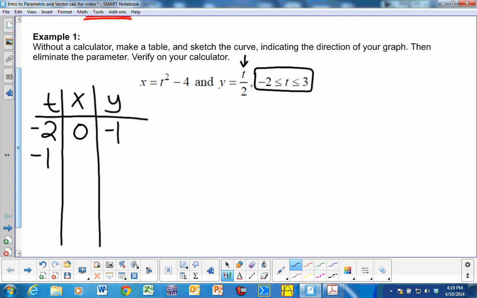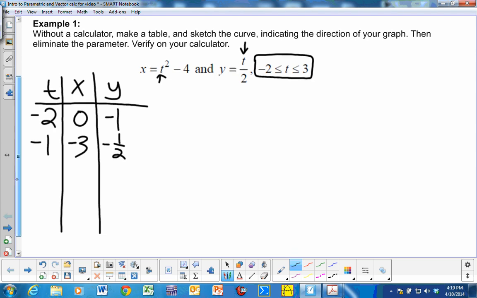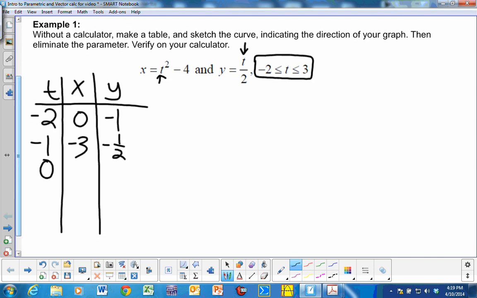And then we're just going to keep doing that for some values. And again, I'm going to pick nice values that are easy for me to graph. So I'm going to pick t is -1. So I plug -1 in for x, so into this t, that's where I'm plugging in. So -1 squared is 1. 1 minus 4, -3. And then I plug -1 into y, and I'll get -1/2. And so let's do one more, and then I'm going to plot those points, and then I'll just keep adding to that. So let's say we have t is 0. Well, if t is 0, x is -4, and y is 0.